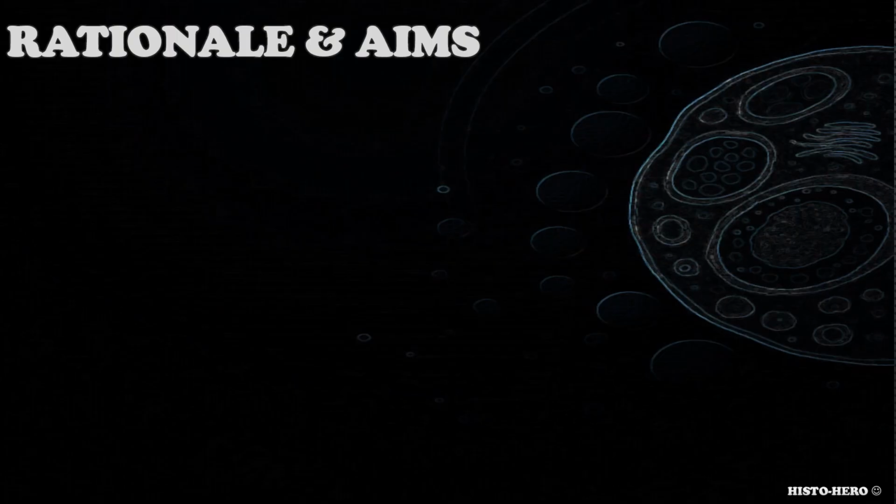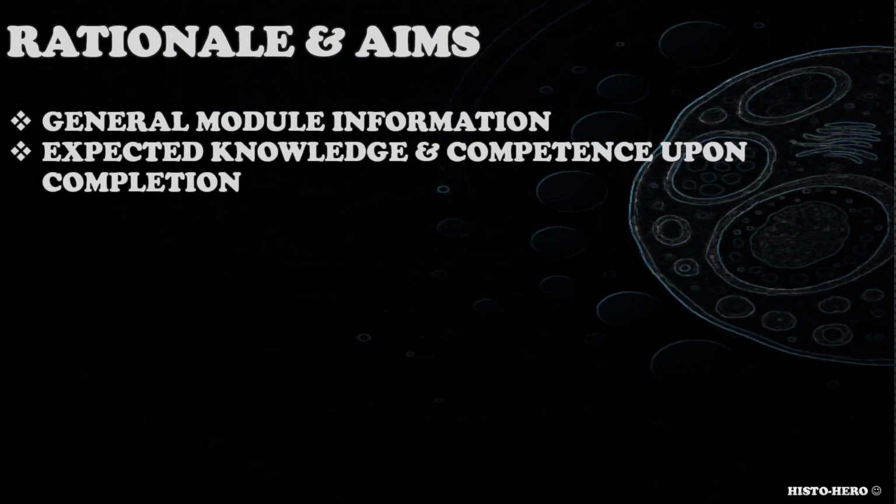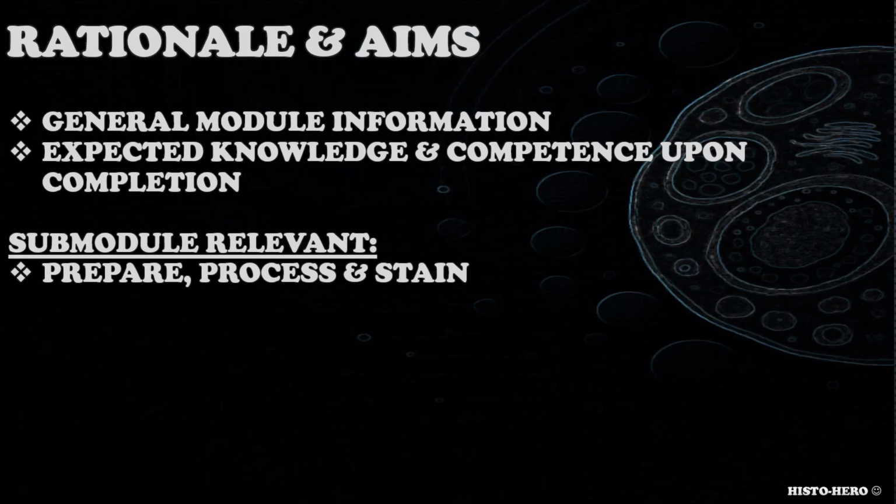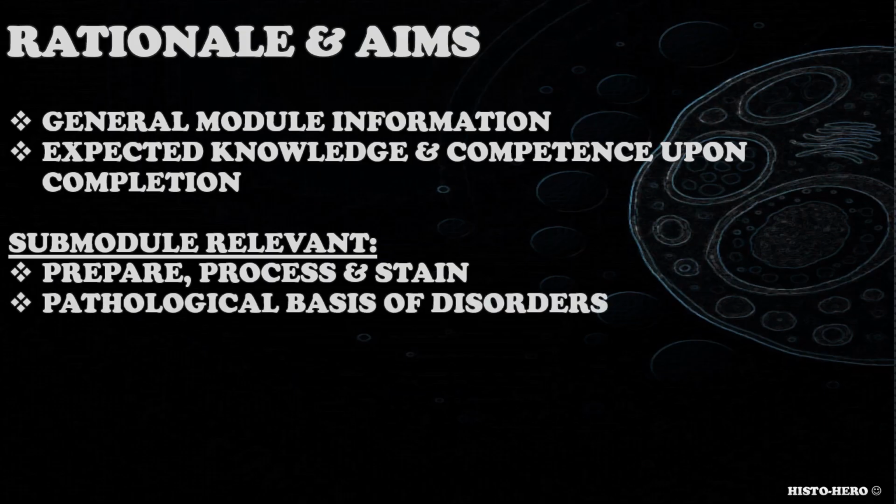Rationale and aims of this submodule outline the general information and expected knowledge and competence that a candidate needs to achieve when this submodule is completed. These are relevant to each submodule. For this submodule, the expectations are that the candidate will be able to prepare, process, and stain gastrointestinal and hepatobiliary histology tissue samples. Understand the pathological basis of disorders of the gastrointestinal tract and hepatobiliary system.